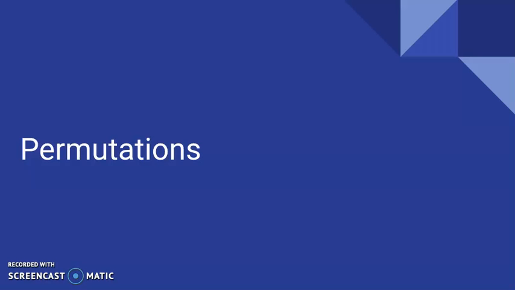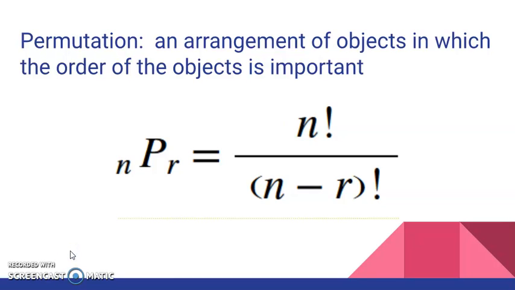Hello, today we're going to talk about permutations. Permutations is one of our fundamental counting principles. So let's start off with a definition. A permutation is when you are looking to arrange a series of objects in a particular order. The order of the objects is super important here.